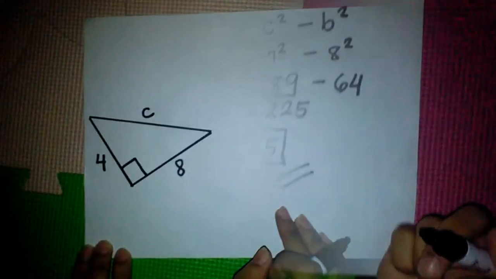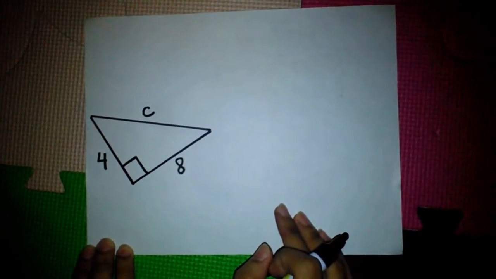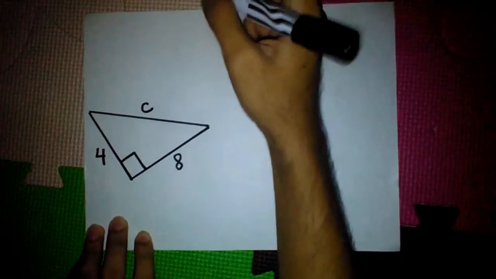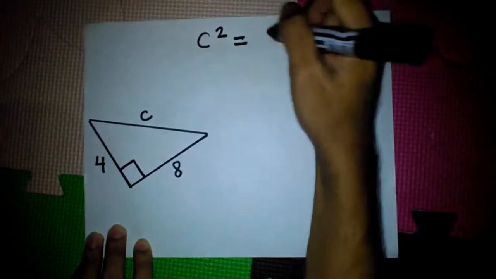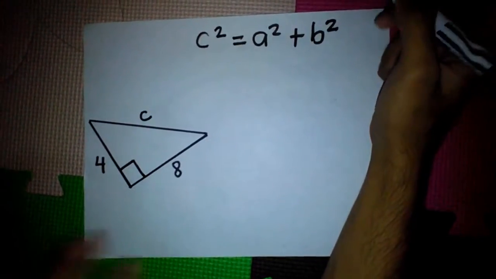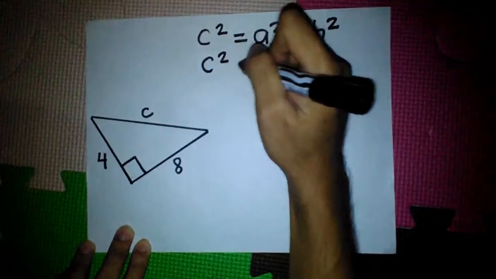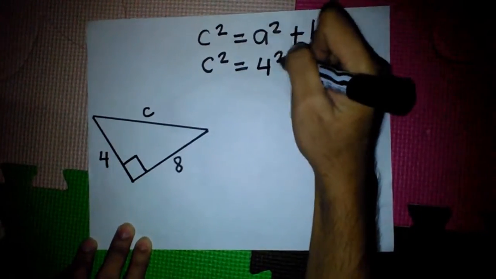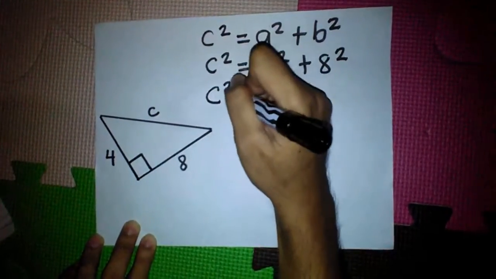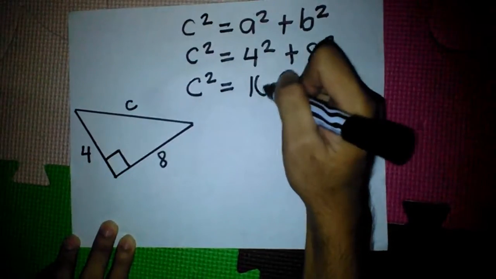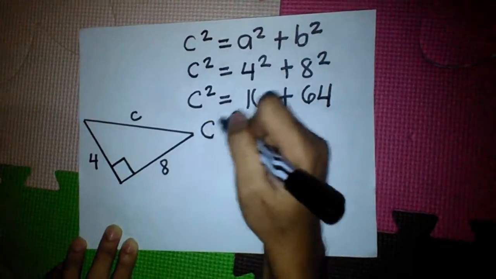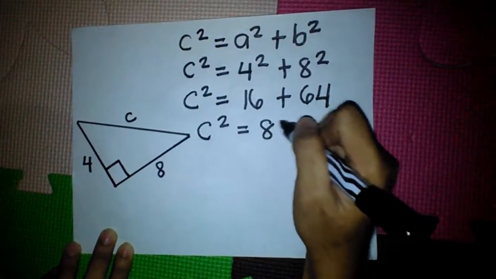And for our last example, we have this figure, and this time again we will solve for c. Again, we use the formula c squared equals a squared plus b squared. Substituting the given values, we get c squared equals 4 squared plus 8 squared. Simplifying further, we get c squared equals 16 plus 64. Adding them, we get c squared equals 80.